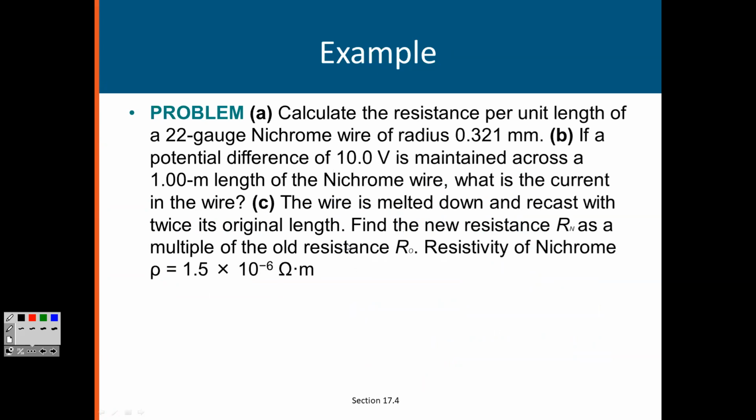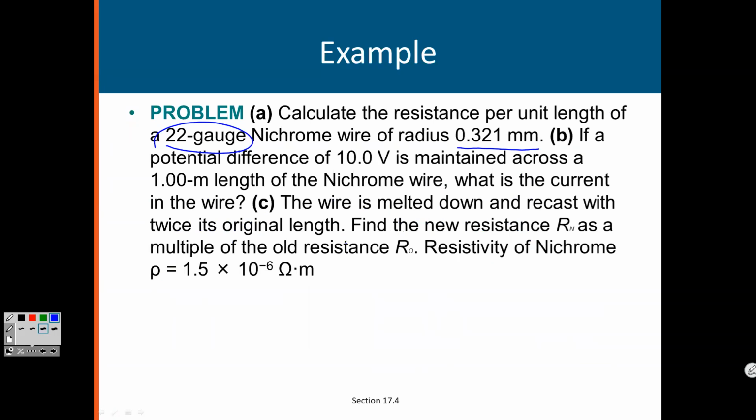Calculate the resistance per unit length of a 22 gauge. This is just the gauge that gives you the thickness, okay? Some notation, but we have the radius. So if it is another gauge, the radius will be different. Maybe it is in inches or something. Okay, so we don't care about this.